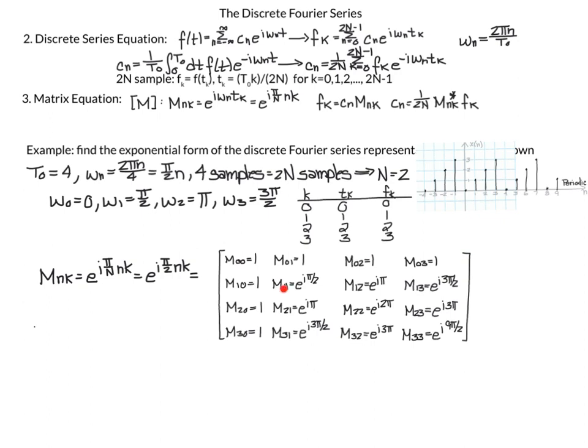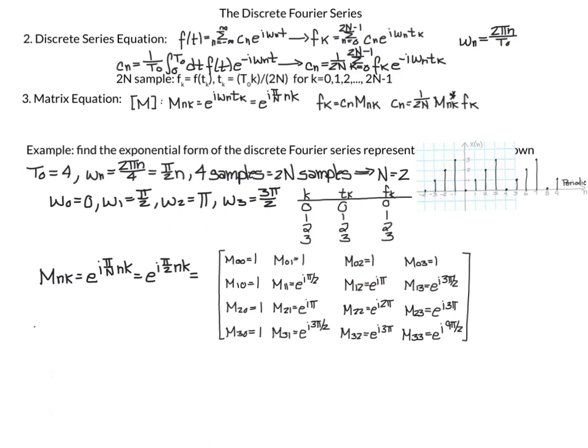So now let's look at M11, first row, although it's not the first row. This is the 0th row. So the first row and the first column. Again, this is the 0th column. First row, first column. M11. So that's e to the I 2 pi n times k. So 1 times 1 is just 1. So I'm going to get e to the I pi over 2.